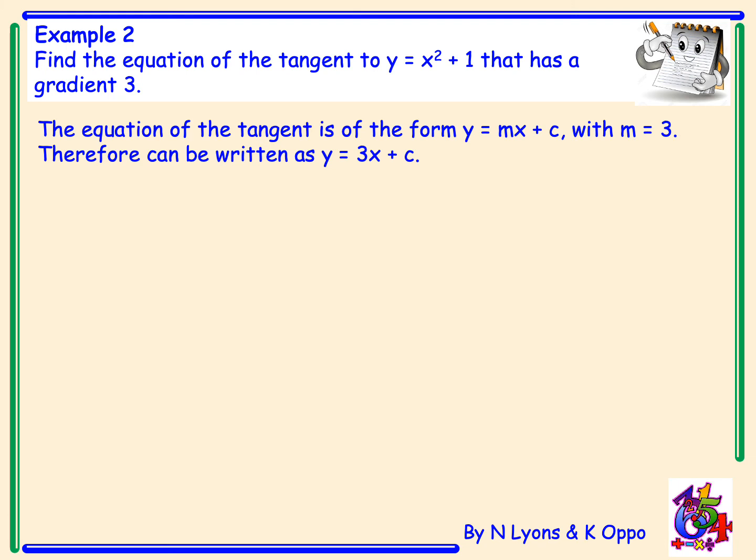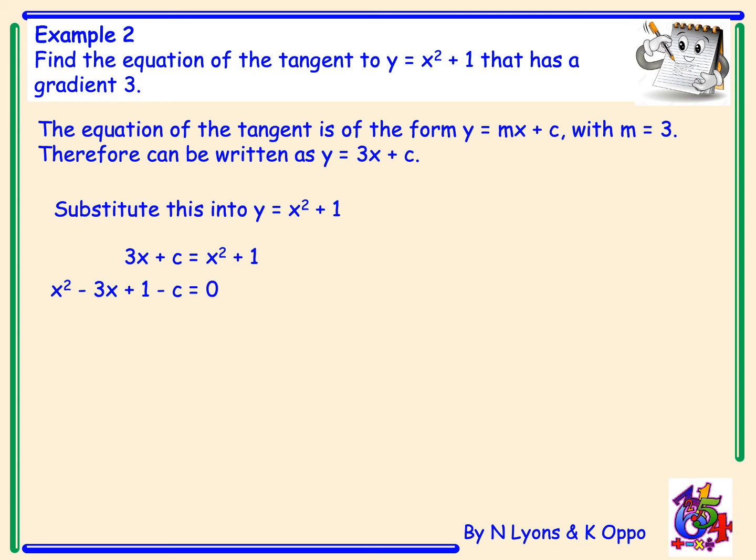To find the value of our y-intercept, we must start by equating the tangent's equation with our parabola x squared plus 1. Use substitution to do this, and we get an answer of 3x plus c is equal to x squared plus 1. We will now rearrange this and equate it to 0, giving x squared minus 3x plus 1 minus c.